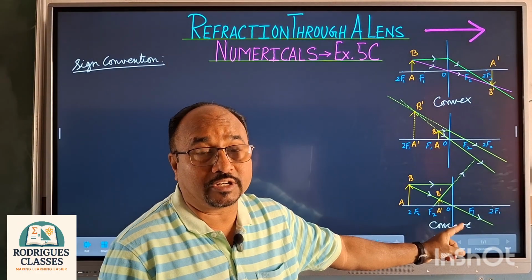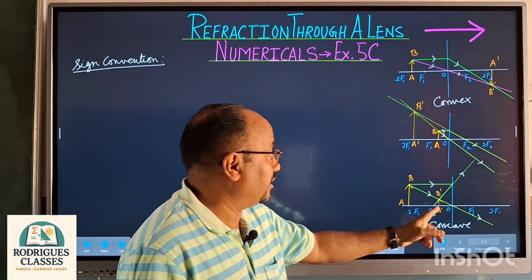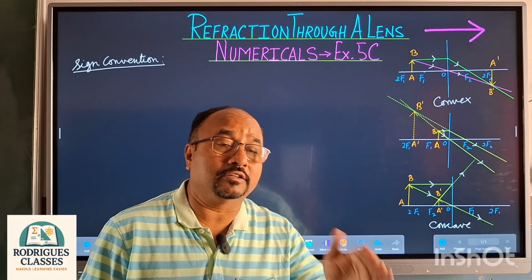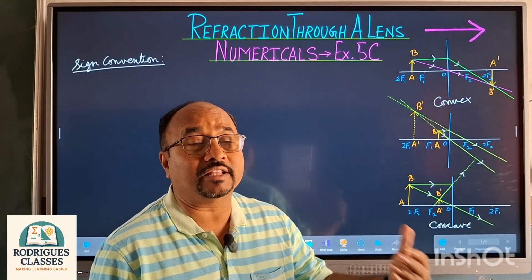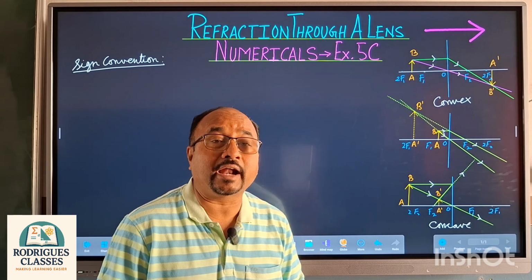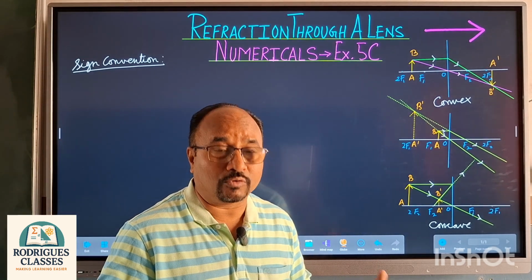Then I have taken a concave lens with the object being placed over here, and here also we get a virtual image but smaller in size, and it is erect. So we will see what the sign conventions are, and on that basis we will conclude the signs for u, v, f, I and O.